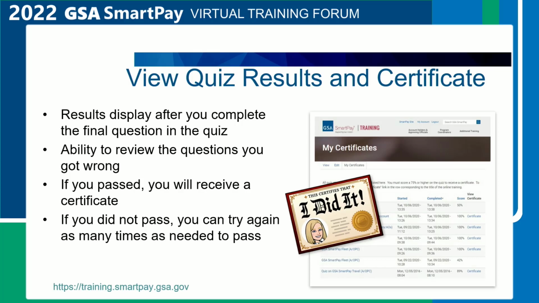Your quiz score results will display after you complete the final question on the quiz. If you passed your quiz, you will also see a link that says View Certificate. Clicking on that link will display your certificate. If you did not pass your quiz, no link will be displayed and the score posted will be less than 75%. But the good news is that you can try again until you pass.